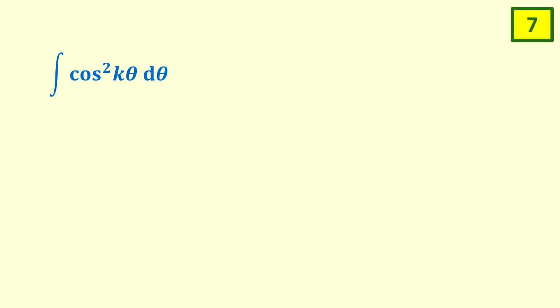Integrating cos squared k theta d theta is very similar to integrating sine squared k theta d theta. Without going through the process, the only difference is that, again, there's going to be a plus rather than a minus. So when we integrated cos squared rather than sine squared theta, we had a plus rather than a minus. This is going to be the same as sine squared k theta, except with a plus there instead of the minus sign.